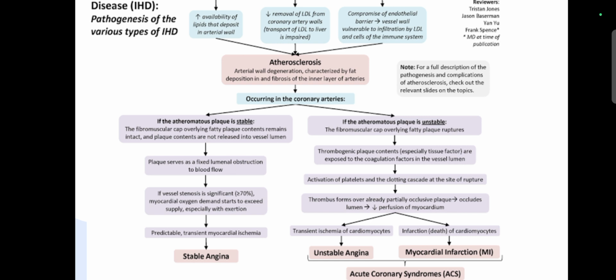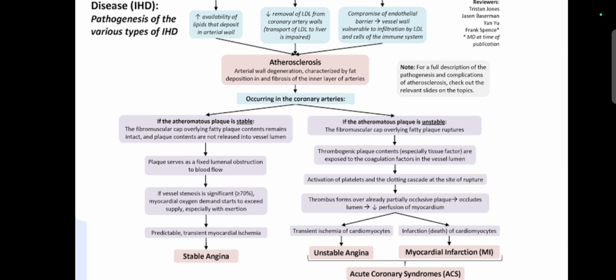If it is stable, the fibromuscular cap overlying the fatty plaque contents remains intact and plaque contents are not released in the vessel lumen. Then the plaque serves as a fixed luminal obstruction to blood flow. In vessel stenosis of approximately 70%, myocardial oxygen demand starts to exceed supply, especially with exertion. So it leads to stable angina.